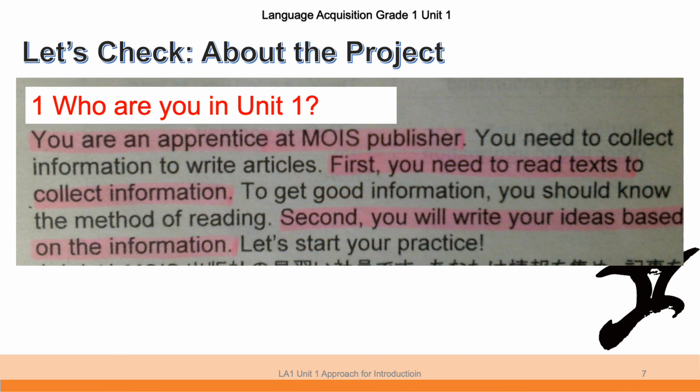Did you get answers? 1. Who are you in Unit 1? Answer is here. In this unit, you are an apprentice at Moist Publisher. This is a very important point because you should think as an apprentice at Publisher in Unit 1.